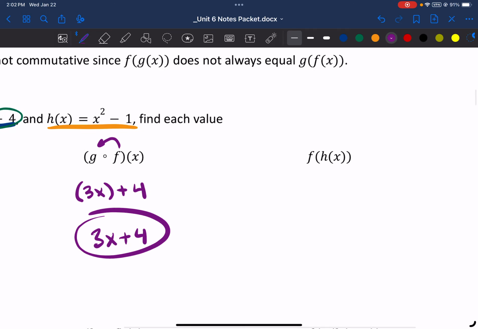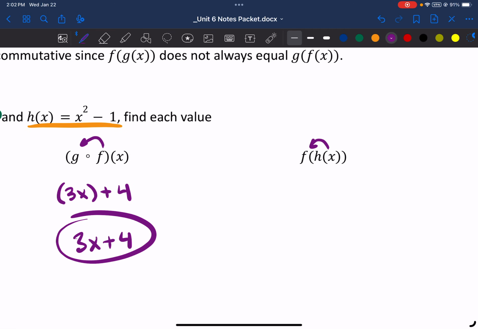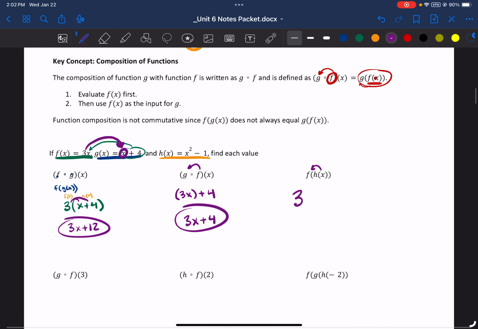Okay, what if we wanted to put h into f? So we start with f, the 3, and there's the x. We're putting in h. Distribute.